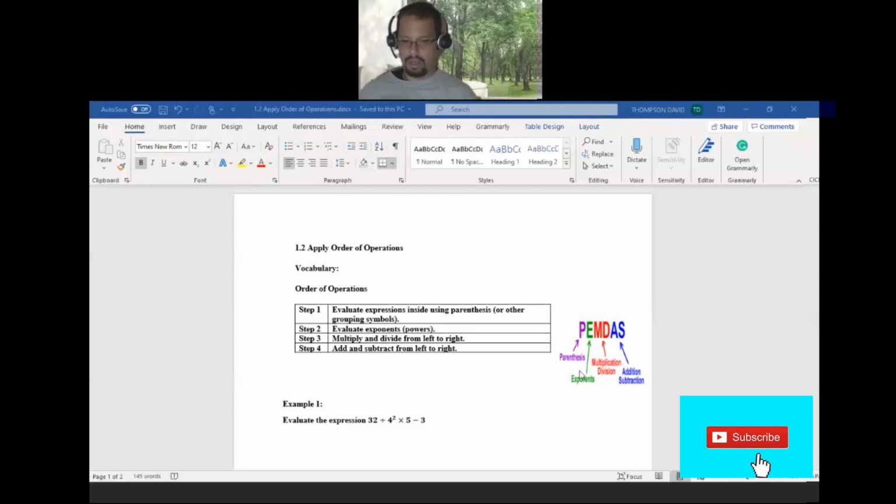I'll talk about applying the order of operations. Let's first review what the order of operations says. In step one, you evaluate expressions inside parentheses or other grouping symbols. In step two, you evaluate exponents or powers. In step three, you multiply and divide from left to right. And then in step four, you add or subtract from left to right.